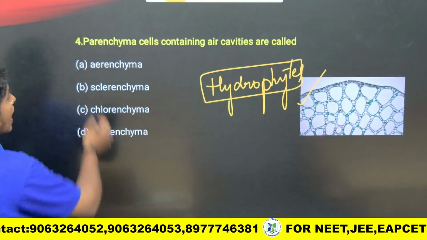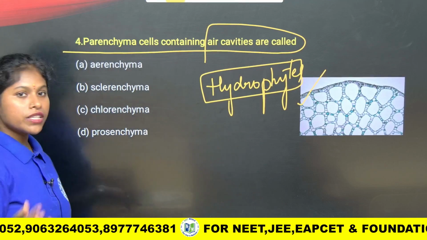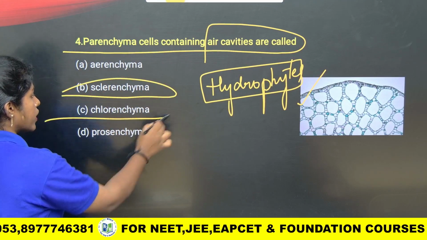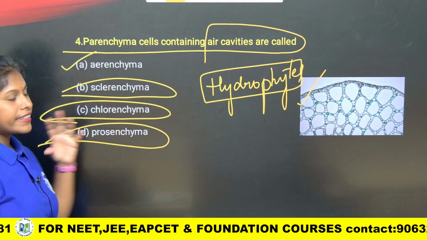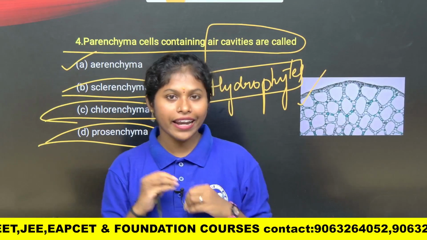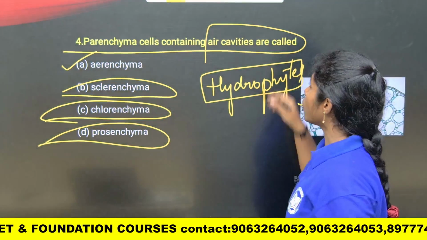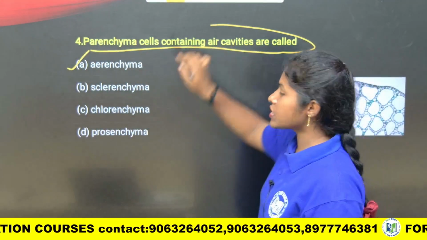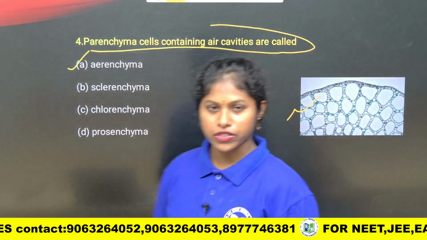parenchyma. So they are asking parenchyma cells containing air cavities, what are they called? It is not sclerenchyma, it is not chlorenchyma, right? It is also not prosenchyma. It is parenchyma. The word itself means space, air cavities, right? The space in between the cells, which helps in the buoyant condition. So here the answer is parenchyma. The parenchyma cells containing air cavities we call aerenchyma, right? Here is the answer for this question, right?